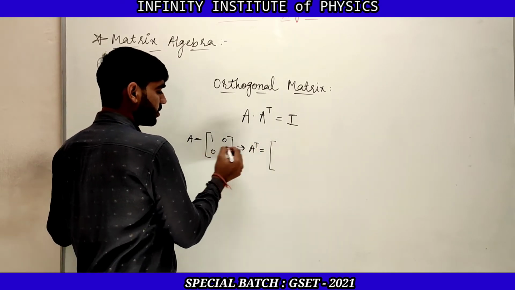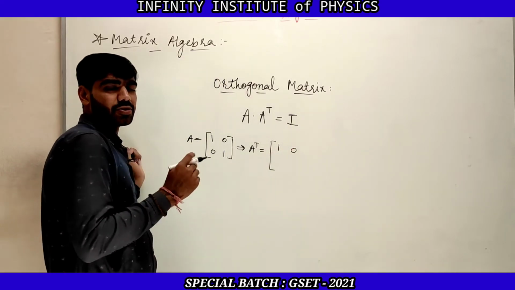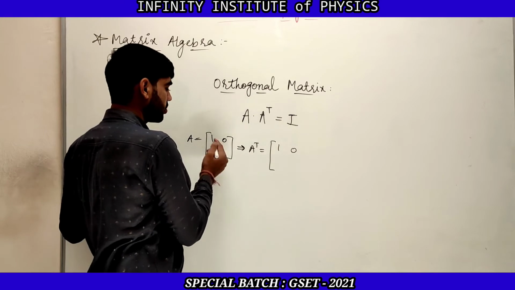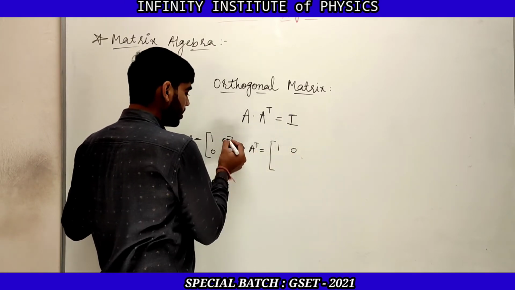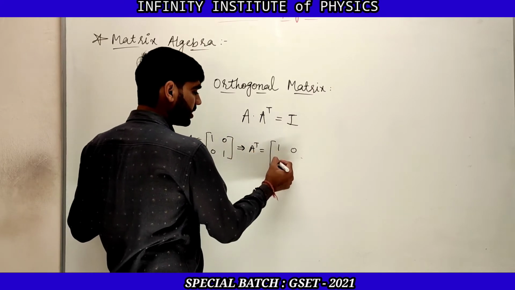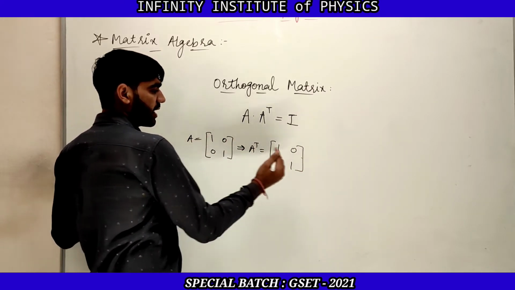Let us write the first row in the first column, or the first column in the first row. Then 1 0 will be written as a row 1 0, and then the second column can be written as 0 1, and that you can say is the same as A.